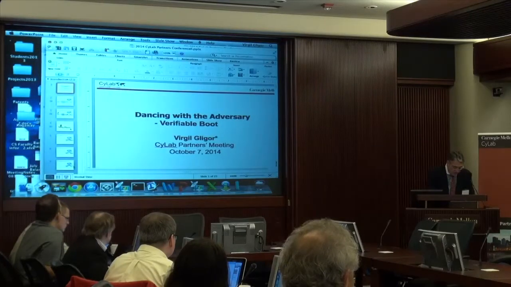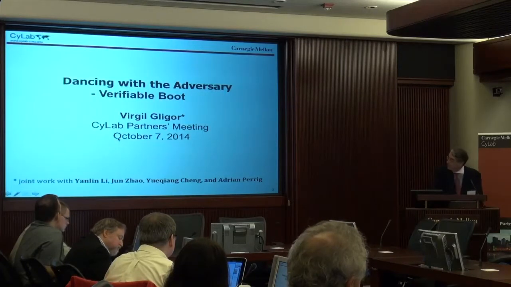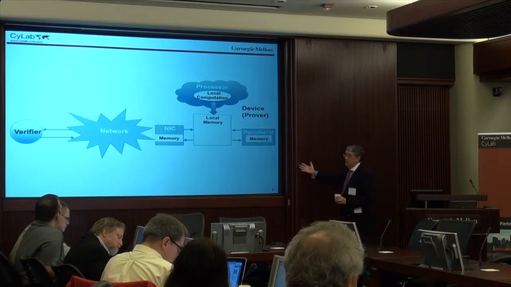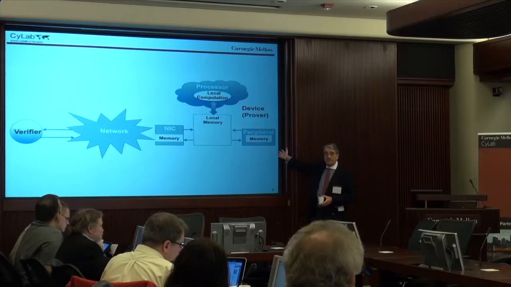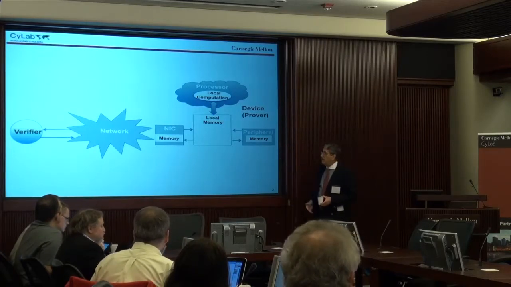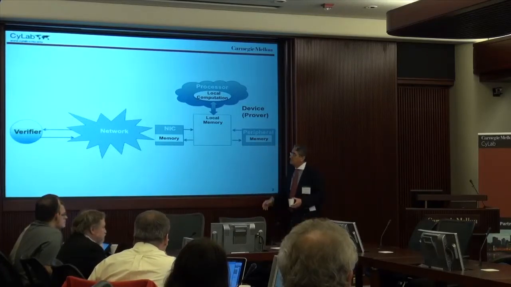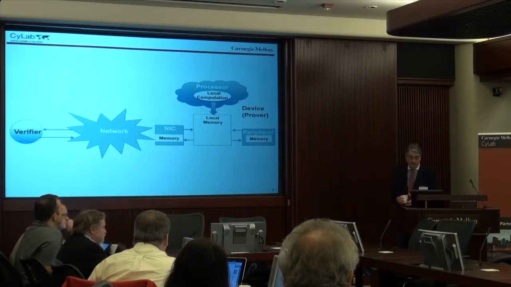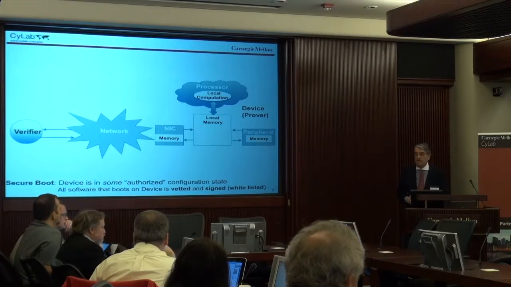So let me describe the problem and then outline a solution. So this is the verifiable boot part. So essentially, verifiable boot says that you have a system that has the typical components, has a local memory, has some peripheral devices that have memory and processing, network interface cards that have memory and processing as well, and connected to a network. And somewhere in the network there is a verifier. And the verifier wants to basically show that the system is booted in a secure state.